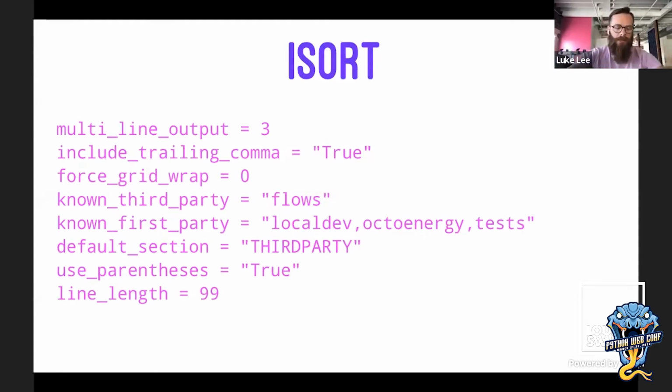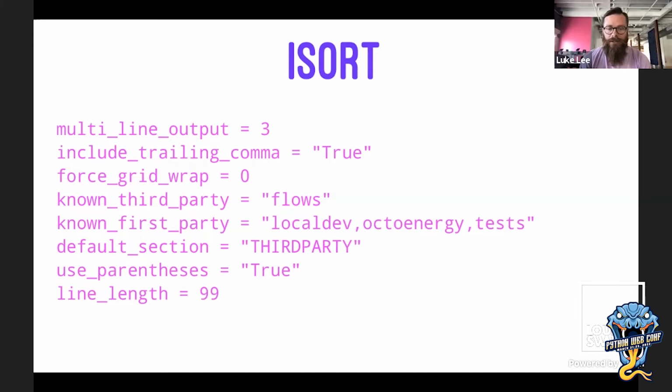And just a couple of different options that we use in ISORT. ISORT is very different than Black in that it has lots and lots of configuration options. Cool things are you can control how you want it to wrap multiple lines. So here we're saying multi-line output is 3. I think that turns on the hanging indent.